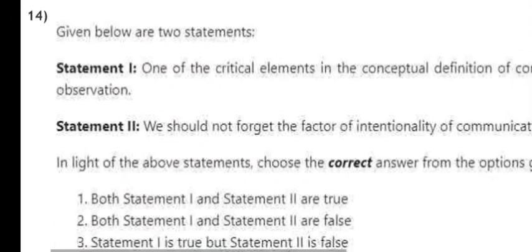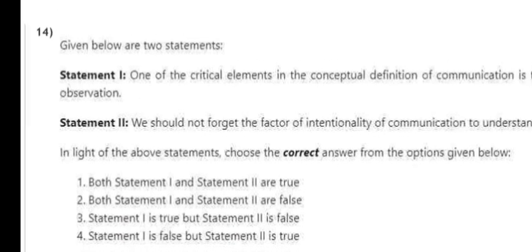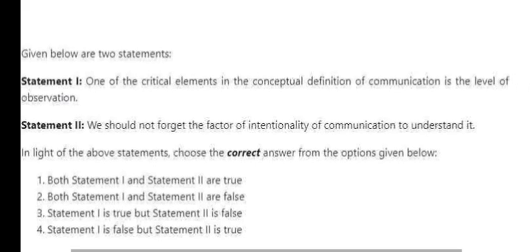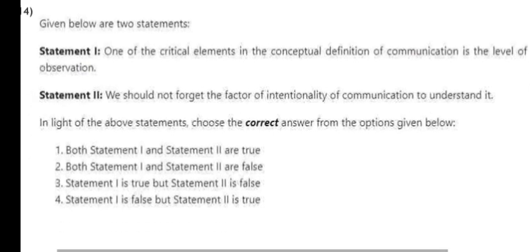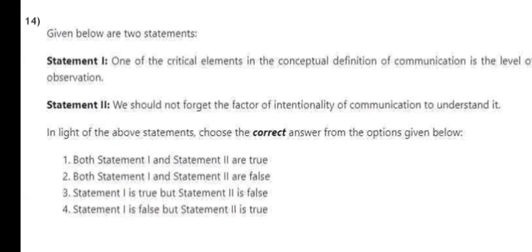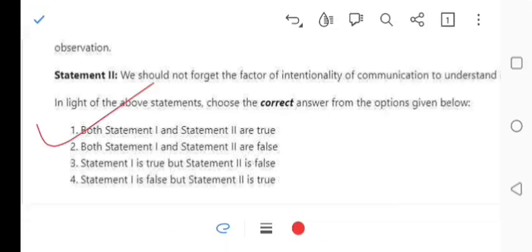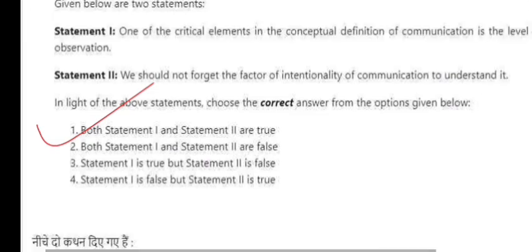Next is saying, given below are two statements. One says, one of the critical elements in the conceptual definition of communication is the level of observation. Two says, we should not forget the factor of intentionality of communication to understand it. Which one will be correct? 1 and 2 are true, 1 and 2 are false, 1 is true, 2 is false, 1 is false, 2 is true. 1 and 2 both are true.